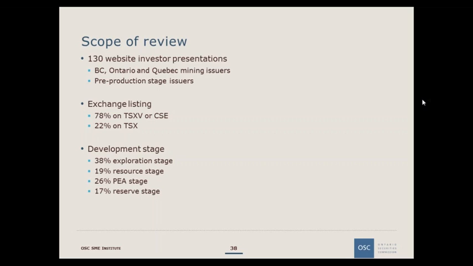In those reviews, 78% of the issuers were real juniors. They were either on the TSXV or the Canadian Securities Exchange. 22% of them were on the TSX. Most were at either a pre-resource or resource stage, but 26 had progressed to a PEA, and 17 had gone all the way to a mineral reserve.